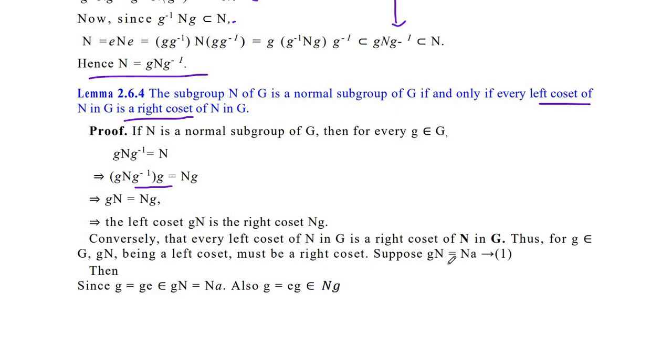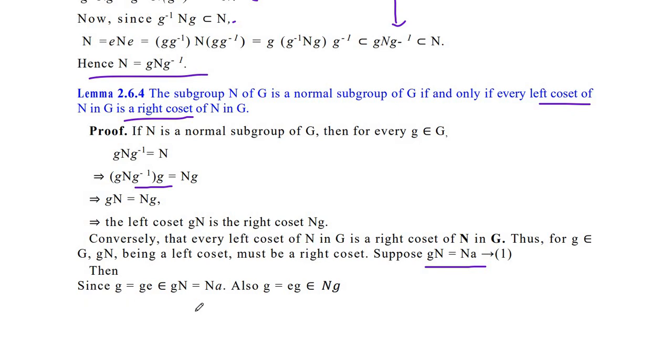So suppose gN equals Na. This is a left coset of N and this is a right coset. Now actually we are going to prove that this Na is nothing but Ng. From that easily we will have gNg inverse to be equal to N. Therefore by the previous lemma we can conclude that N is normal in G.